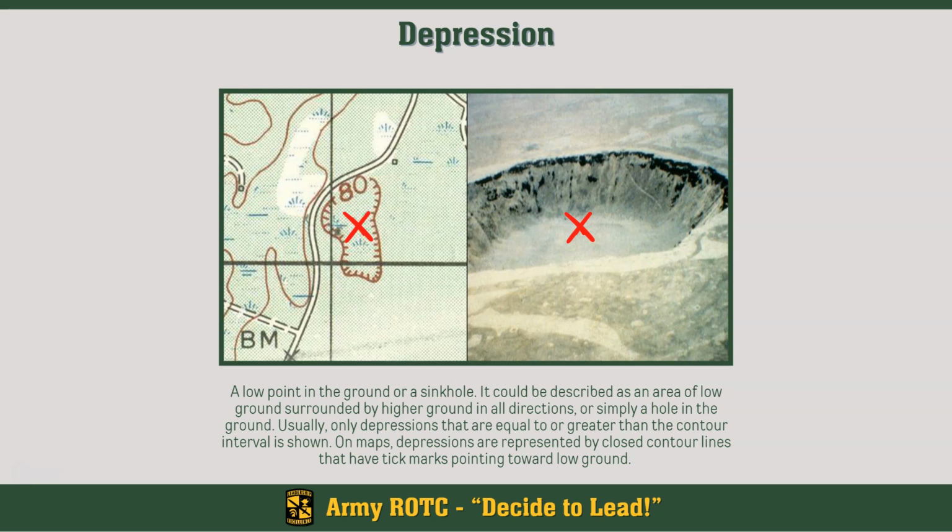So depressions are represented by closed contour lines that have tick marks, and those tick marks are always pointing towards low ground. And remember that because this isn't the only feature that's shown on a map with tick marks. So in this particular one, this depression here, you can see the hole in the ground, some sort of sinkhole or something, and the tick marks pointing in towards that X mean that's the direction the elevation is going. So it's really showing that it's the opposite of a hill.